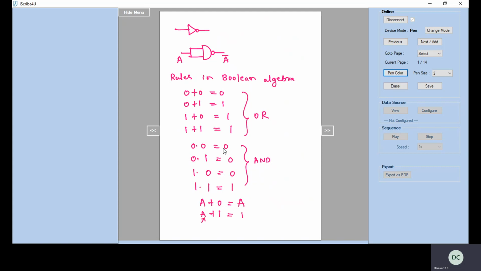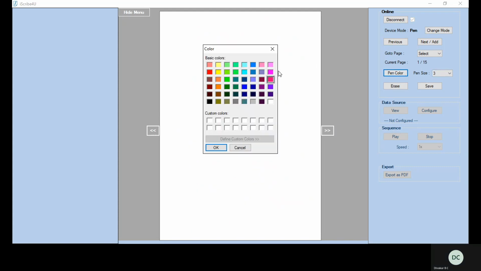Let us take here A equal to 0, 0 plus 1 which is 1. Again if we take A equal to 1, 1 plus 1 which is equal to 1. In case of binary addition, 1 plus 1 is 0 with a carry of 1, whereas in case of Boolean addition, 1 plus 1 is 1. Now let us consider some of the laws.